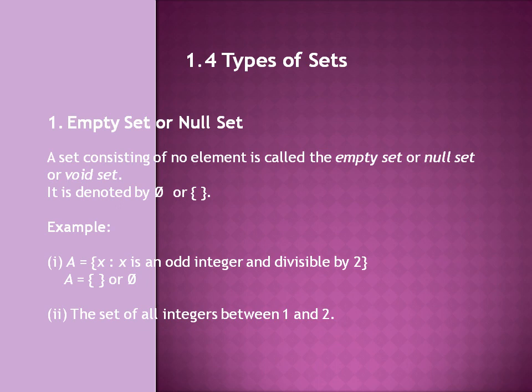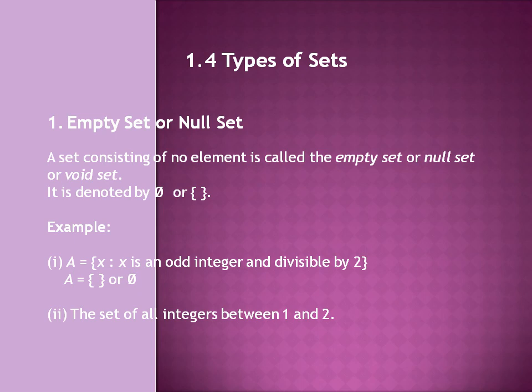Today's topic is types of sets. First one, empty set or null set. A set consisting of no element is called the empty set or null set or void set. It is denoted by phi or empty set brackets. A set that does not contain any element is called an empty set.